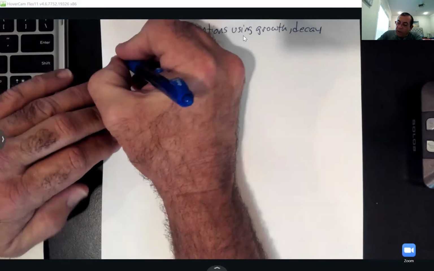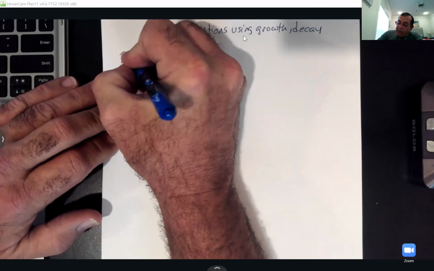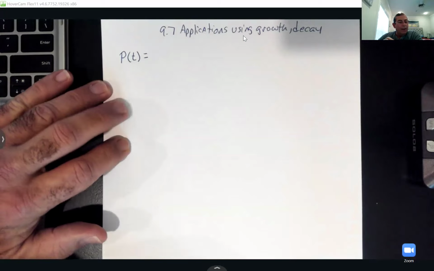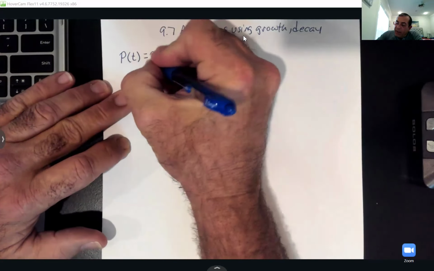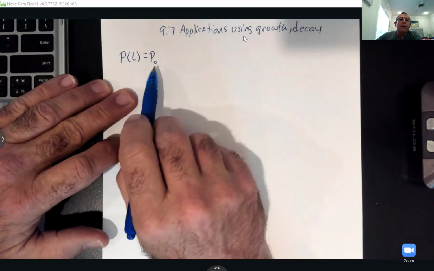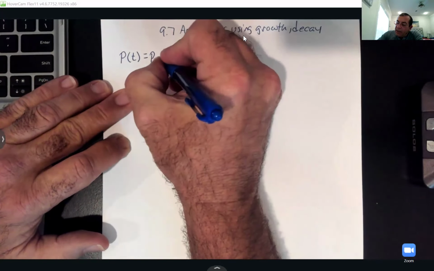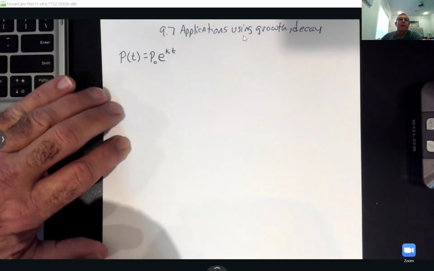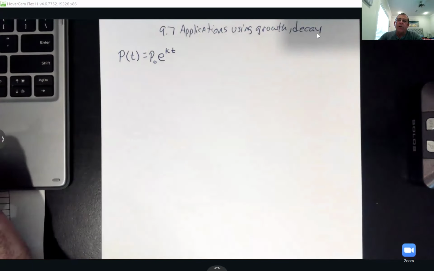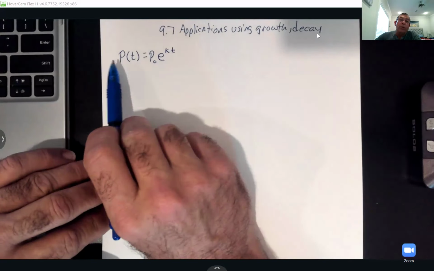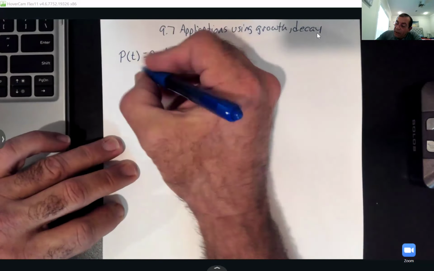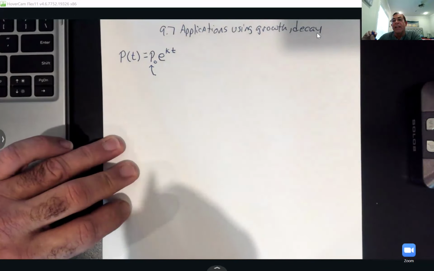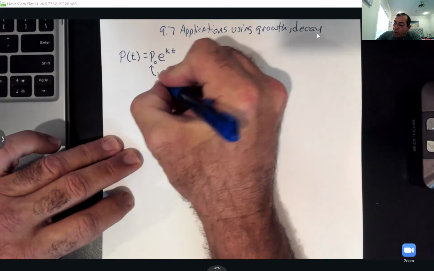So our formula we're going to use is P of T equals P subscript 0 times E to the K times T. This formula is used a lot on population, so that's where they're getting the P's from. P of 0 here is your initial population or amount.